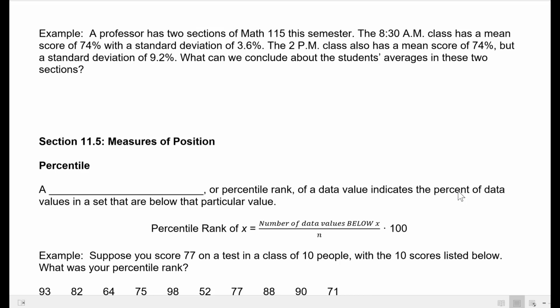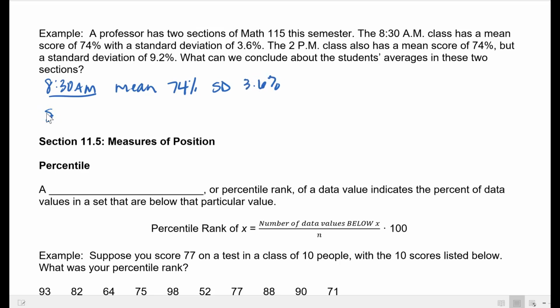All right, so let's look at this next example. We're not going to calculate anything. We're just going to talk about what it means. A professor has 2 sections of Math 115. We have this 8:30 a.m. class, I'm just going to say the morning class, which has a mean of 74 and a standard deviation of 3.6.